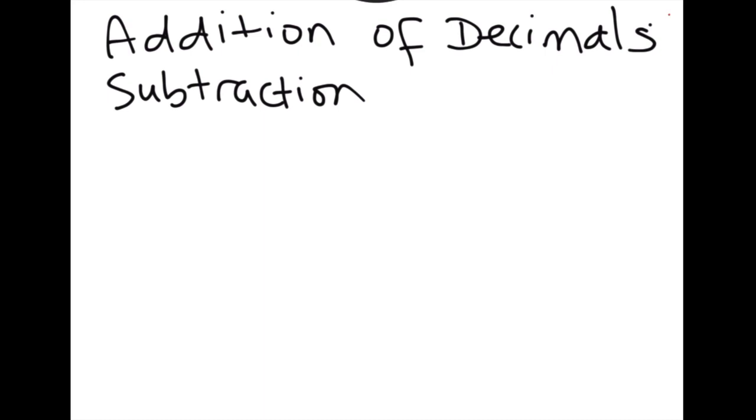We want to look at addition and subtraction of decimals. Now, the key to add or subtract decimals is to make sure the decimal points are lined up. Let's look at some examples.